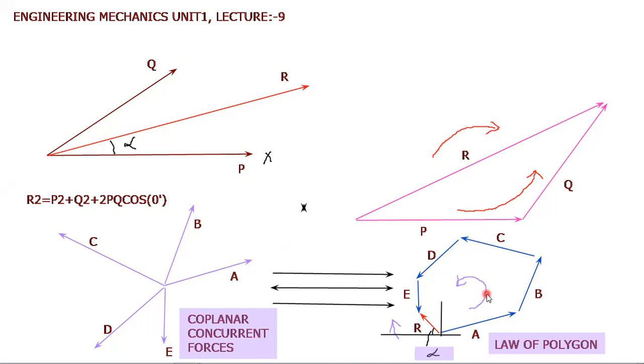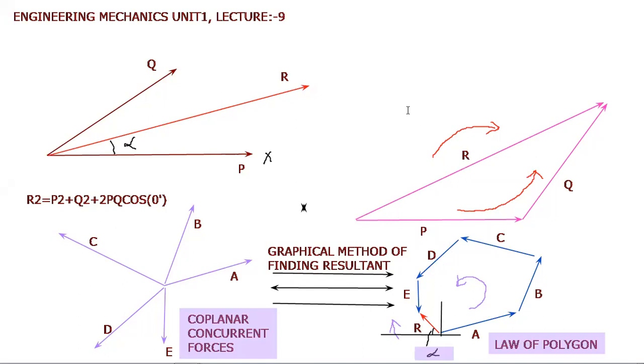So this is a graphical method of finding out the resultant. This is what you can call a graphical method of finding out the resultant. So on paper we can use this method. It is not an accurate method, but it is an approximate method of finding out the resultant.